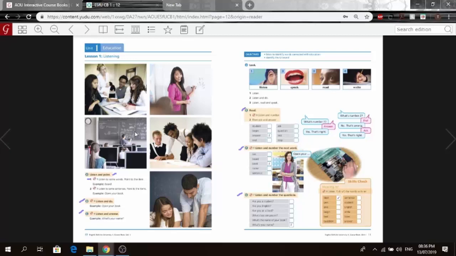Okay, so board, book, chair, classroom, clock, computer, desk, door, map, pen, pencil, student, and teacher. Okay? Now I'm going to say them again a little bit faster, and just try, but you can always pause after each one if you want, and just try and find it in these pictures.